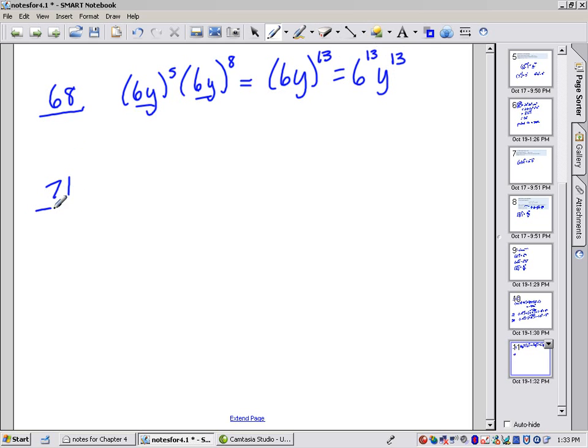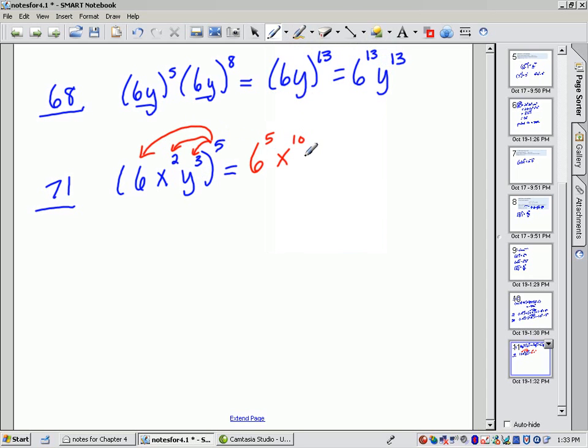Looking at number 71, 6x squared y to the 3rd raised to the 5th. So here, the exponent of 5 has to go to the coefficient. That's a common mistake, to forget to apply it to the coefficient. So you'd have 6 to the 5th, x squared to the 5th, but that's a power raised to a power, so we can multiply. Y cubed to the 5th, same thing, power to a power, we multiply. And that would be our answer. Now on the calculator you can find out what 6 to the 5th is if you need to simplify that.